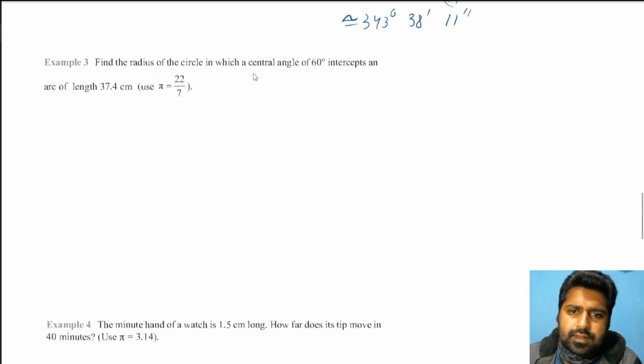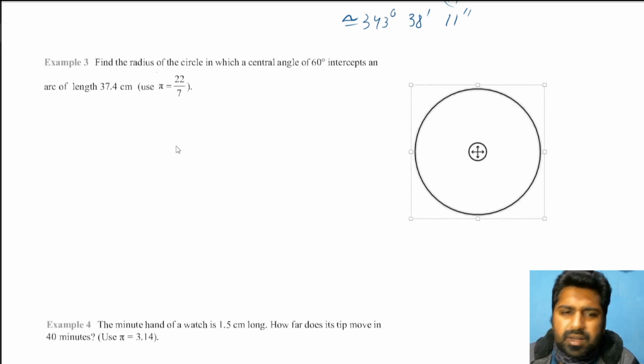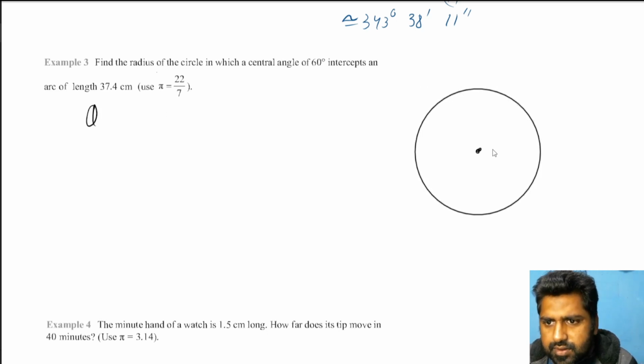It's saying there is a circle and the central angle is 60 degrees, and we need the length of the arc. So I'd like to introduce the concept of angle with respect to circles. Sometimes it's better to introduce the concept with the question itself. So theta: if we talk about a circle, theta will be some portion of this circle.